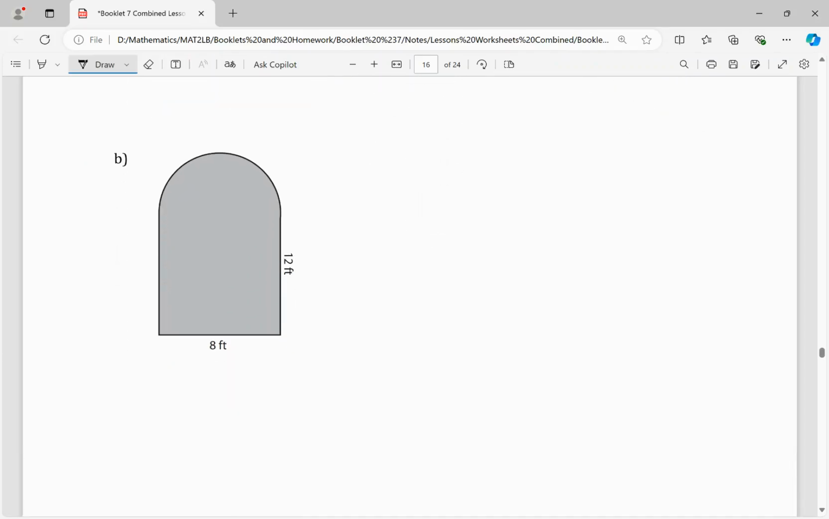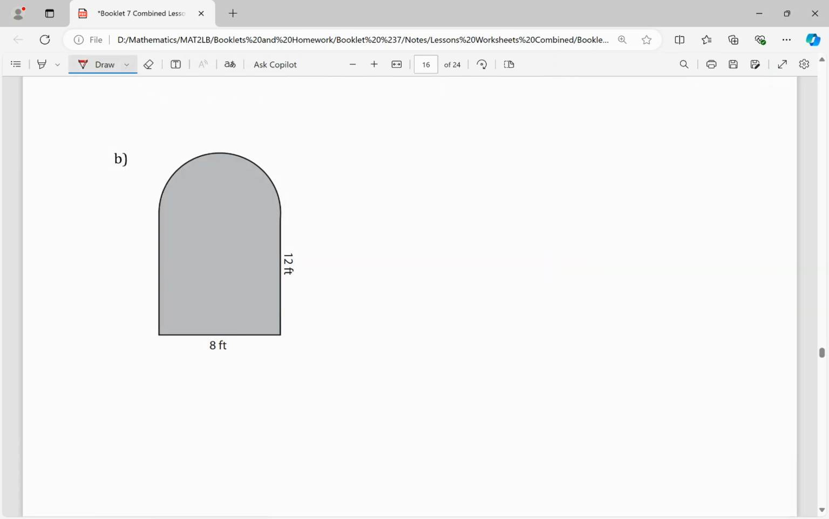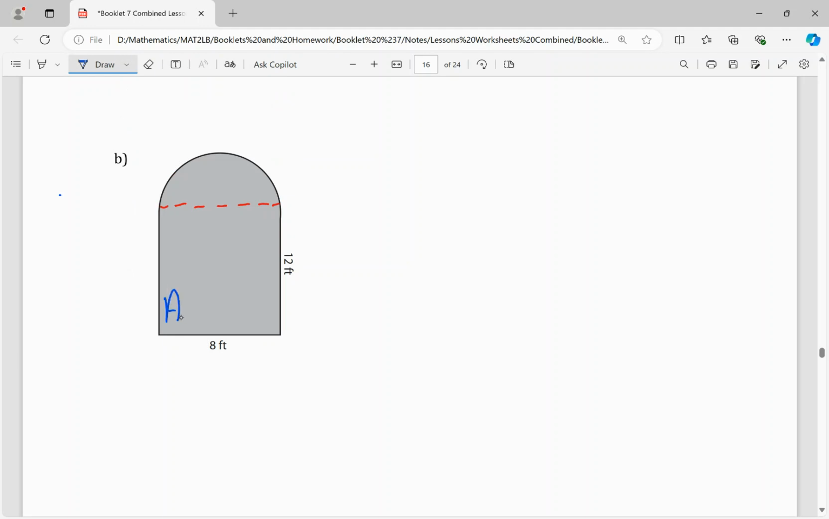Let's take a look at question B. Again, there isn't really a name for this shape, so what we're going to do is break it up into smaller pieces, into shapes that we do recognize. Now, in this question, the best way to do that is by drawing a dotted line across the bottom of that circular shape in order to make a rectangle at the bottom and a semicircle at the top.